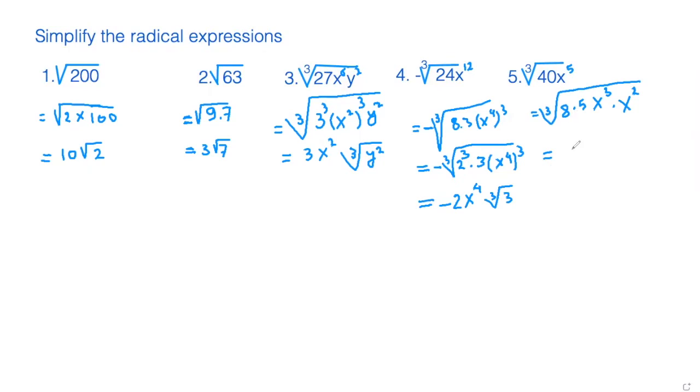We can write 8 as 2 to the power 3. Now, exactly the same way, we bring the terms with the cube power outside the radical. So 2 and x will come outside, and the leftovers, 5 and x squared, will be inside.